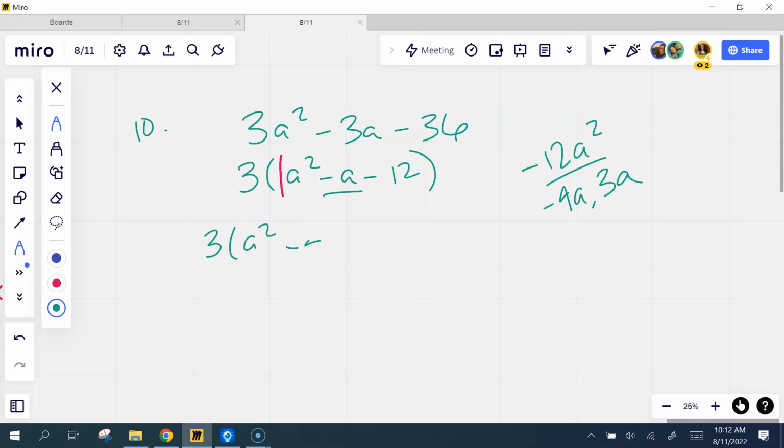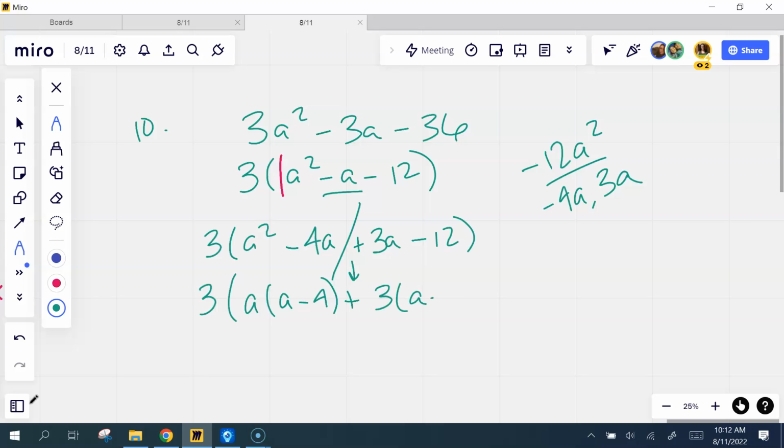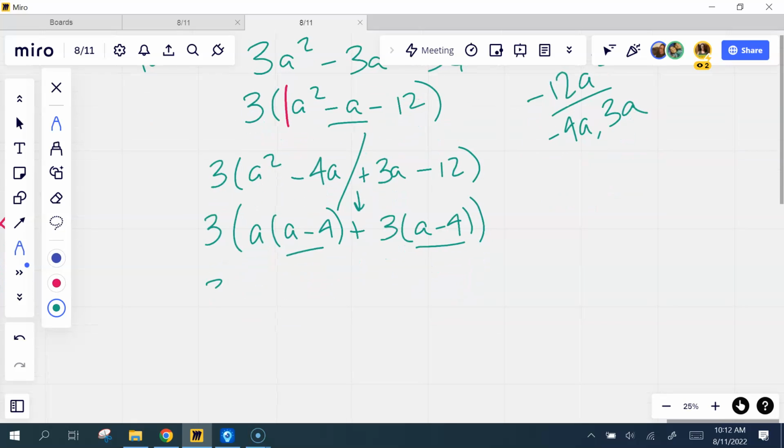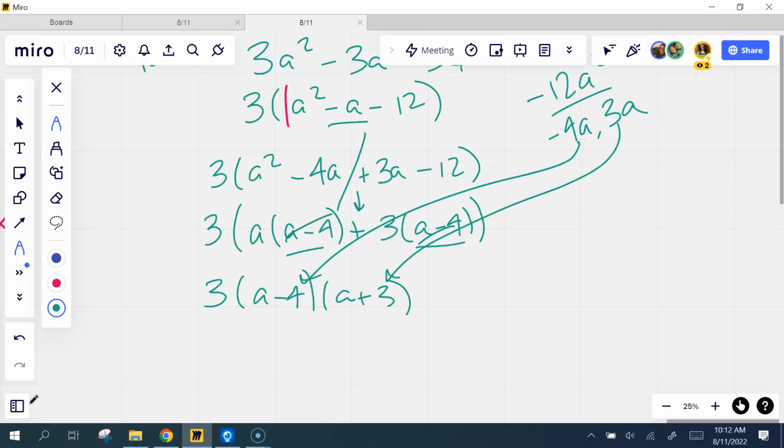Grouping. Minus 4a plus 3a minus 12. GCF of the first two: a. What's left? Middle sign. GCF of the last two. There you go. Those factors are the same, which is what I want. So I have a minus 4, a plus 3, which also checks back to my two factors here.